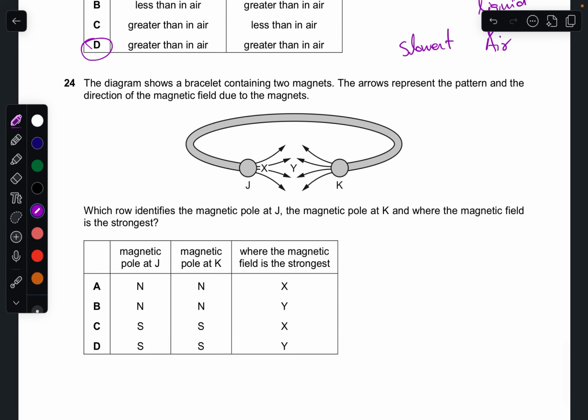The diagram shows a bracelet containing two magnets. The arrow represents the pattern and the direction of the magnetic fields. Which row identifies the magnetic pole at J, the magnetic pole at K, and where the magnetic field will be strongest? Okay, if you remember the magnetic field, if this is the north pole, this is the south pole, the magnetic field lines come out of the north. So they are coming out of this, so this is for sure north, and this is the same, this is also north. As they are both the same poles, they will repel and cancel out each other. So at this portion there will be a zero, weak field, and this will be the stronger region. Okay, so option A is correct.